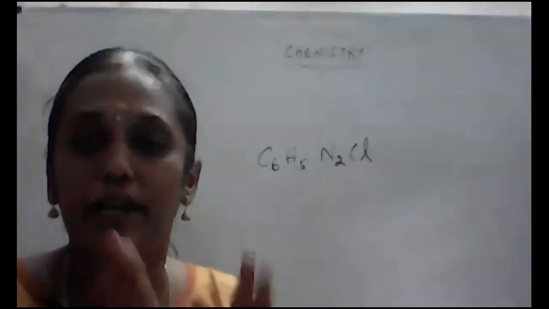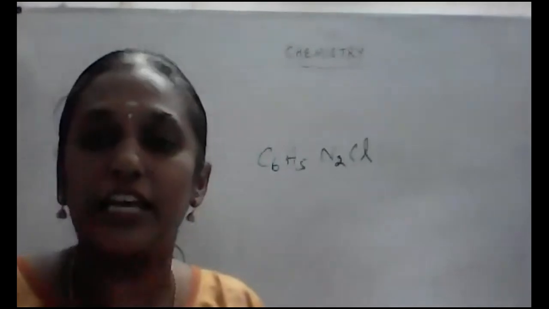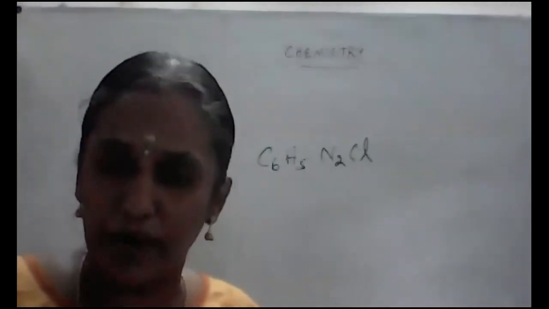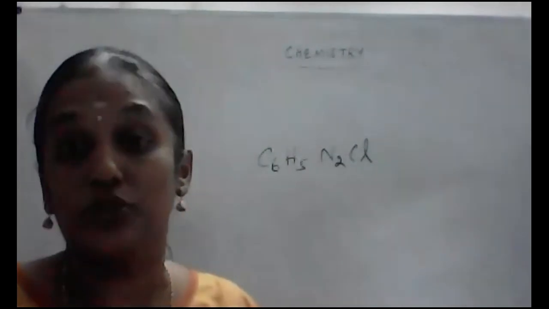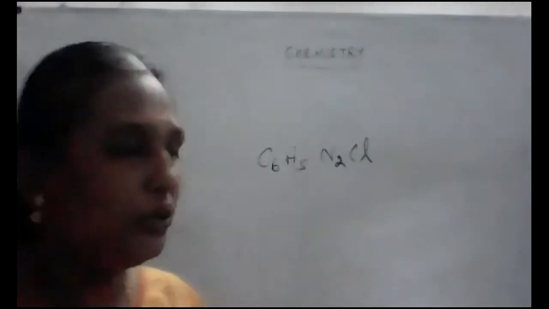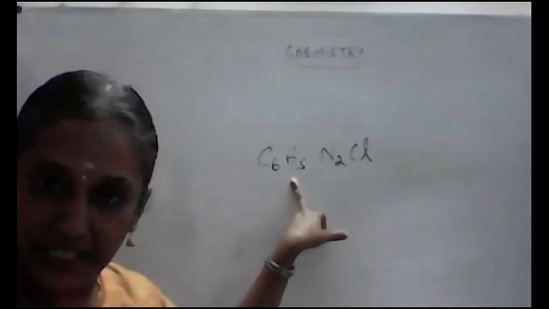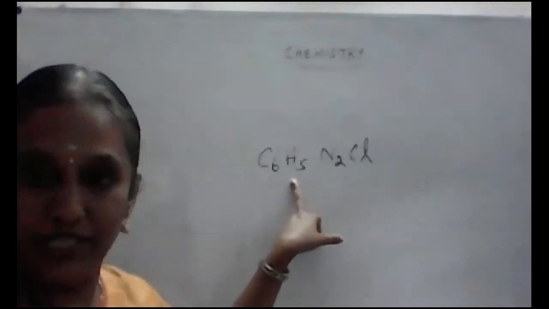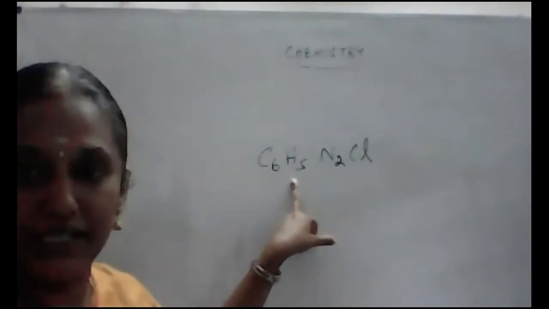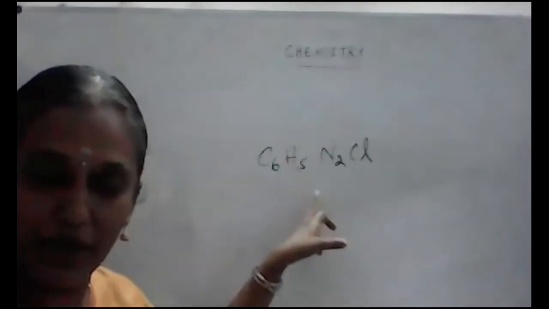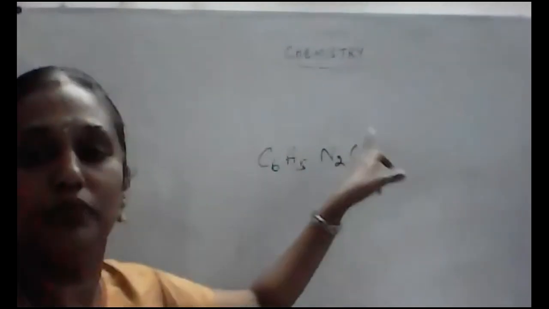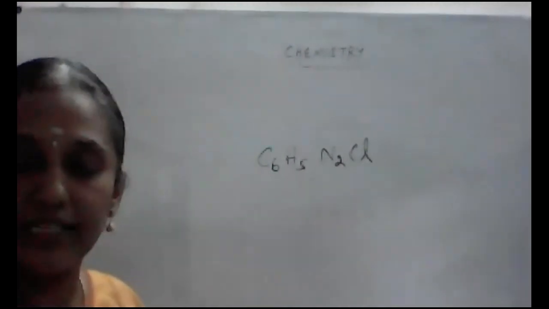If we have N2, we must call it diazo, whether it is aliphatic, aromatic or alkyl, whatever it may be. Wherever we have N2 in organic compounds, it must be called diazo. Suppose I have C6H6, it must be called benzene. In that benzene, one of the hydrogens is replaced by diazonium chloride. That's why we call it benzene diazonium chloride.